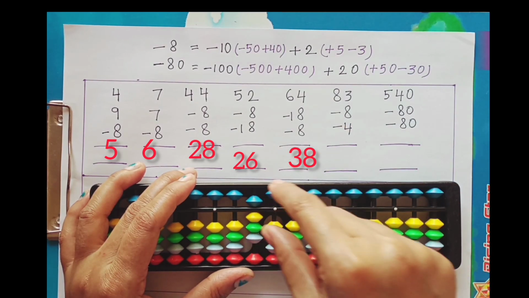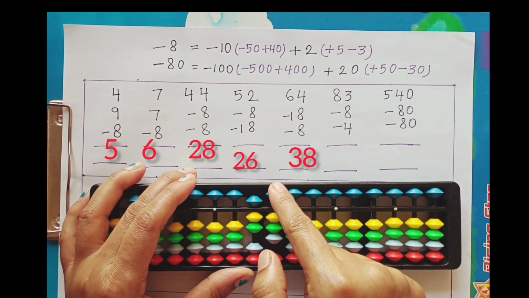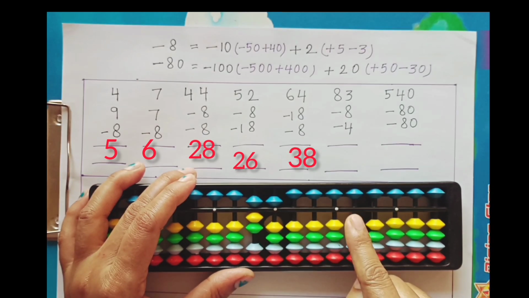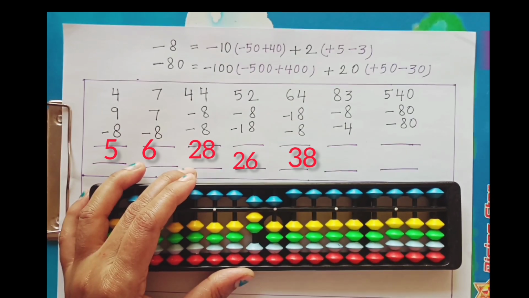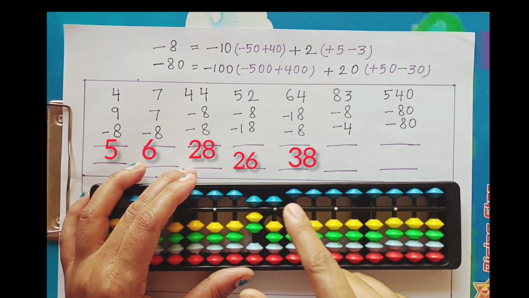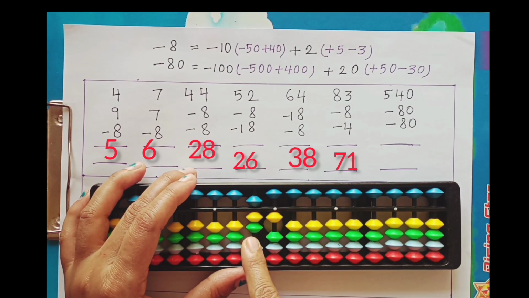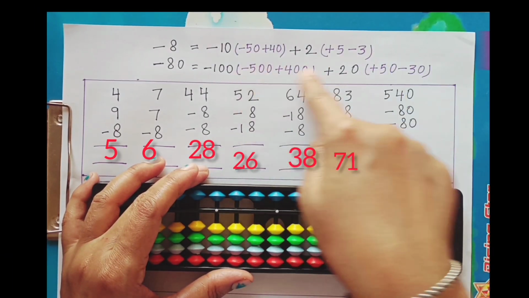83 minus 8. To subtract 8, we will apply mixed complements. Subtract a 10, add a 5, subtract a 3, minus 4. We cannot subtract 4 directly. We can add 4 but we cannot subtract 4. To subtract 4, we will apply 5's complements. Subtract a 5, add a 1. The answer is 71. To subtract 80, we can apply the same formula in extended form.